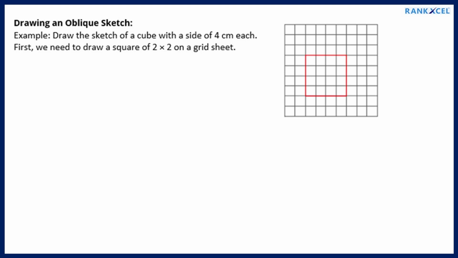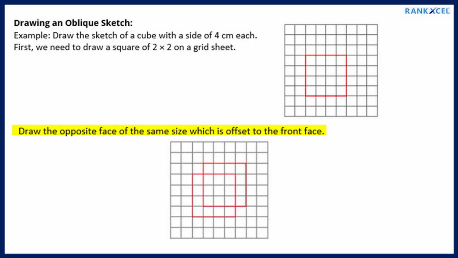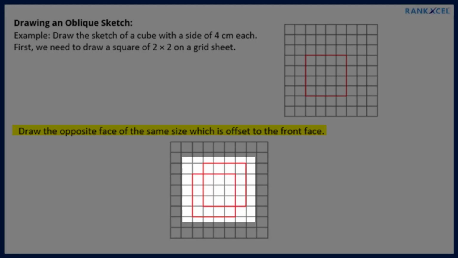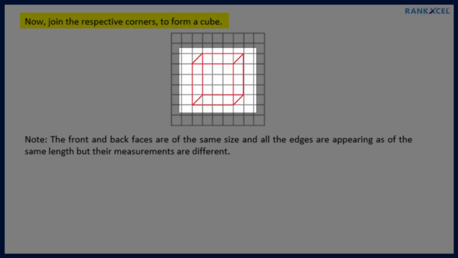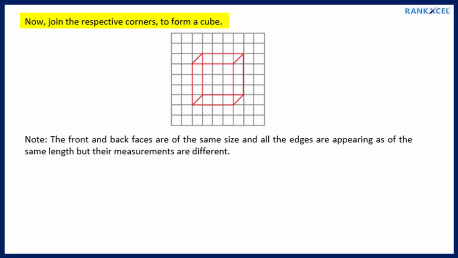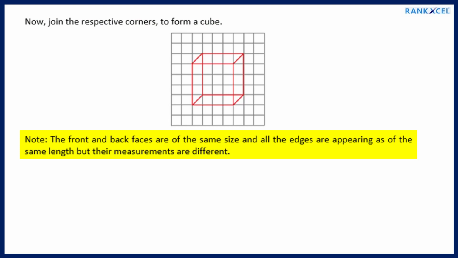Drawing an oblique sketch. Example: draw the sketch of a cube with a side of 4 centimeters each. First, we need to draw a square of 2 by 2 on a grid sheet. Draw the opposite face of the same size, which is offset to the front face. Now, join the respective corners to form a cube. Note: the front and back faces are of the same size and all the edges appear to be of the same length, but their measurements are different.